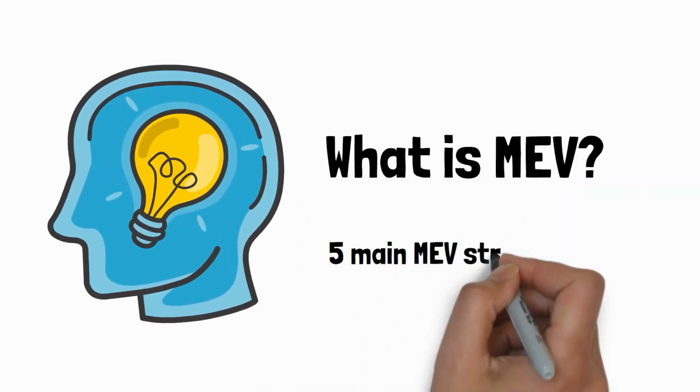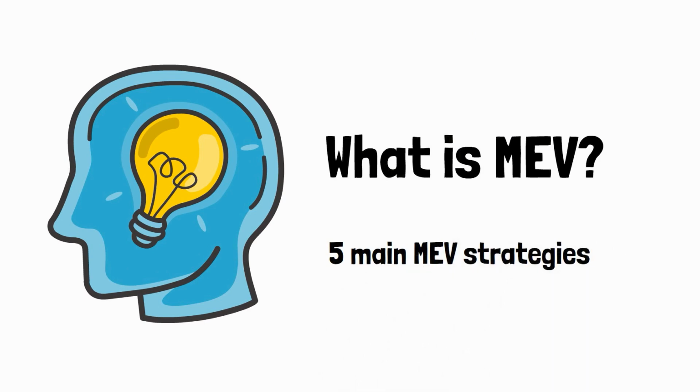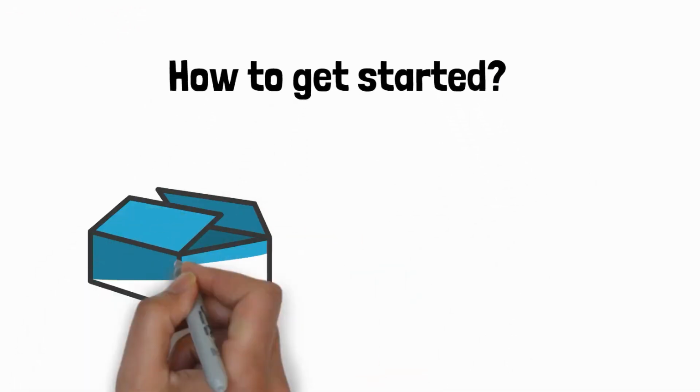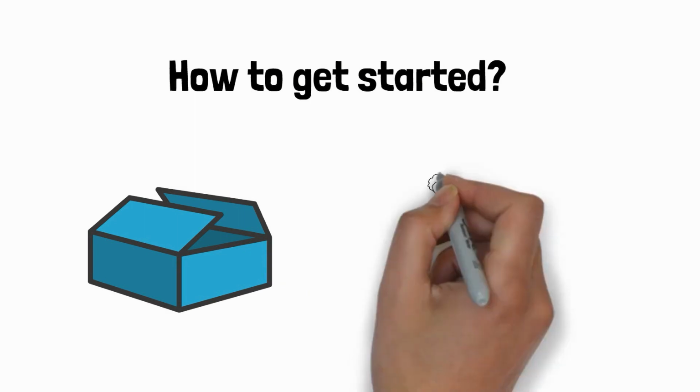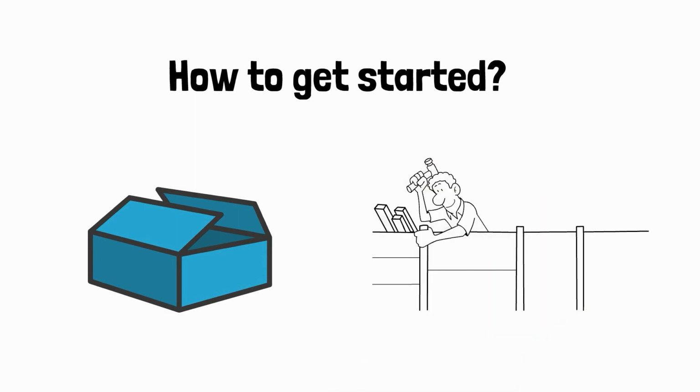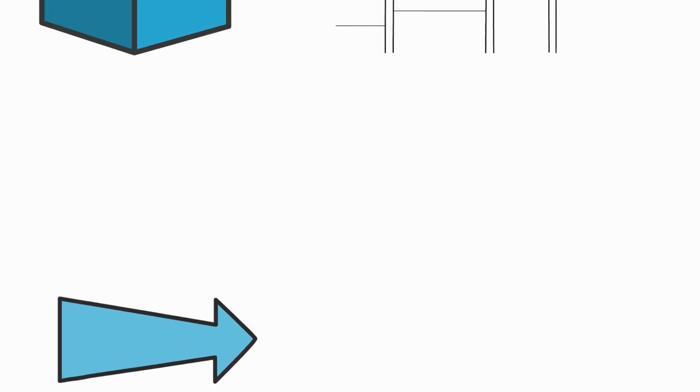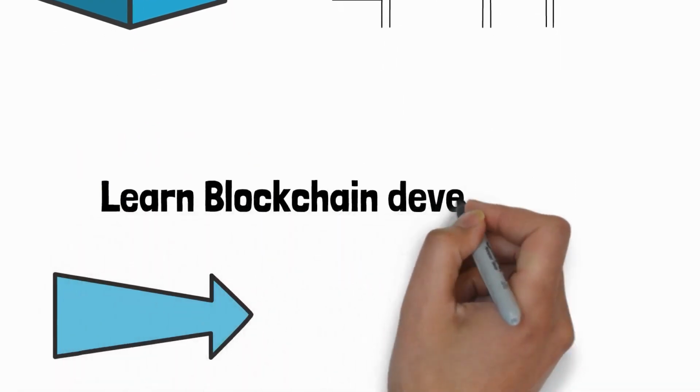Now you understand what MEV is and what the main strategies are to make money with it. And you probably wonder how to get started. You can either use some already existing MEV trading bots, but they usually don't work very well, or worse, they are outright scams. Or you can create your own trading bots, and it's usually way better because you won't get scammed and it gives you way more flexibility. And for this, you need to learn blockchain development.